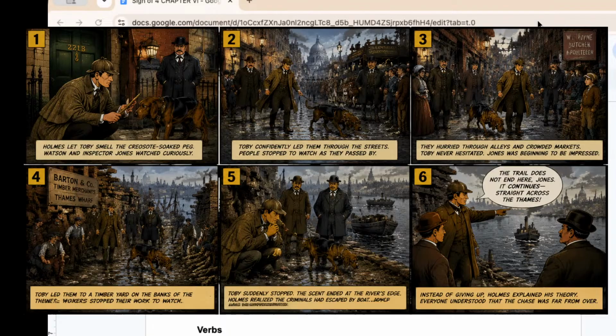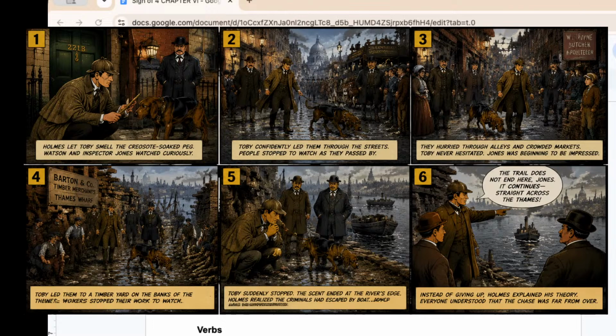Workers stop their work to watch. The words are a little bit confused there. I don't know what that says. Okay, let's just move on to picture number 5. What does it say there? To be suddenly stopped, the scent ended at a river edge. Okay, Toby suddenly stopped. The scent ended, so that's no more smell. He couldn't continue tracking at the river's edge. Holmes realized the criminals had escaped by boat.